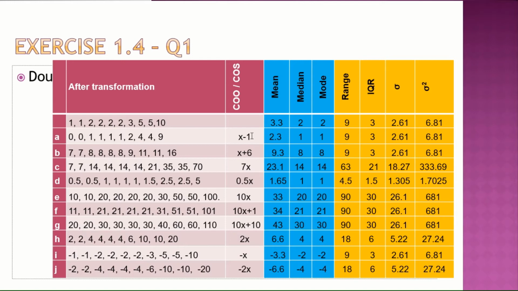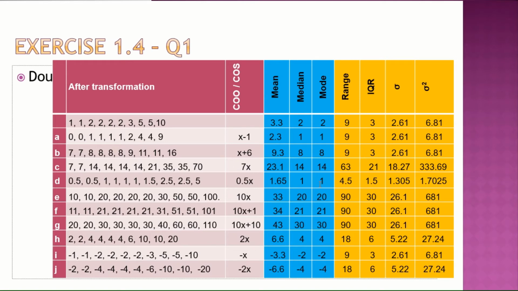So x minus 1, what kind of transformation is this? COO, change of origin. So when you minus 1, can you see your mean also minus 1? Median also minus 1. Mode also minus 1. But what will happen to your range, interquartile range, standard deviation? No change, because plus and minus, measures of dispersion, no change. Same goes to the second example. So I want you to take about 15-20 minutes to complete this.